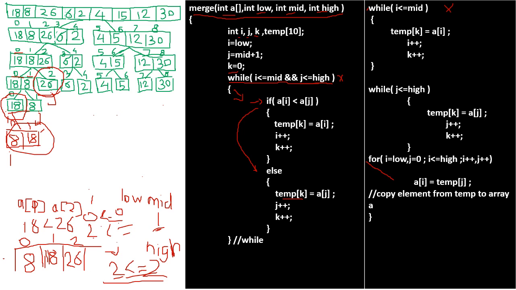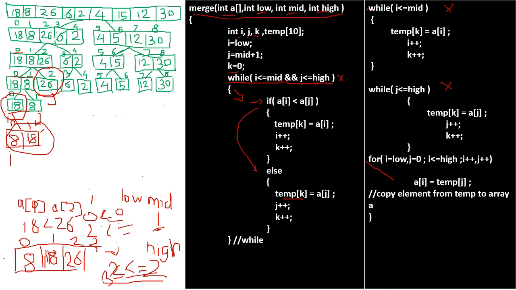The k value is 3, and the j value is also 3. Check the while loop, that is, is 3 less than or equal to the high value, that is 2? No, 3 is greater than 2. That's why this while loop is getting terminated.